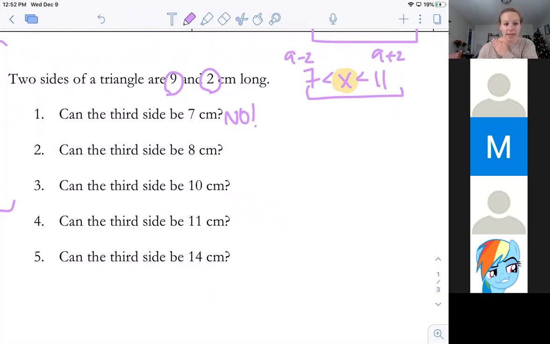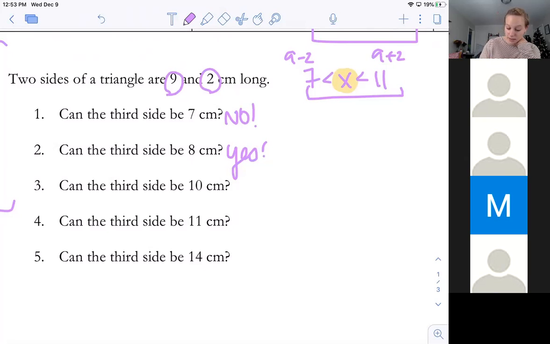What about 8? Can 8 work? Yes, it does fit into Megan's range, right? So that works. What about the next one? Does 10 work? Yes. What about 11? Does 11 work? No. No, hard no is coming from you guys.